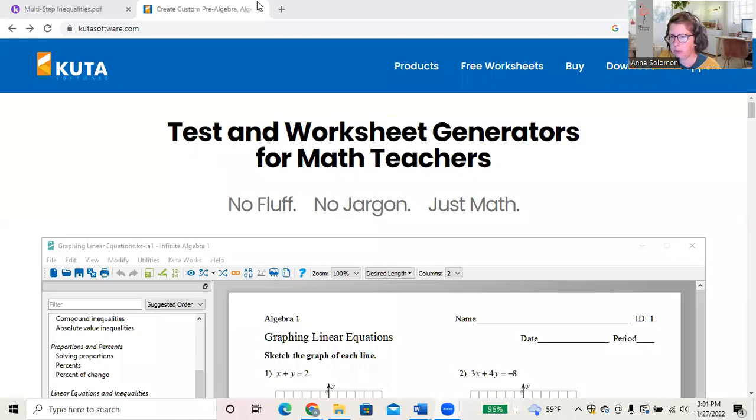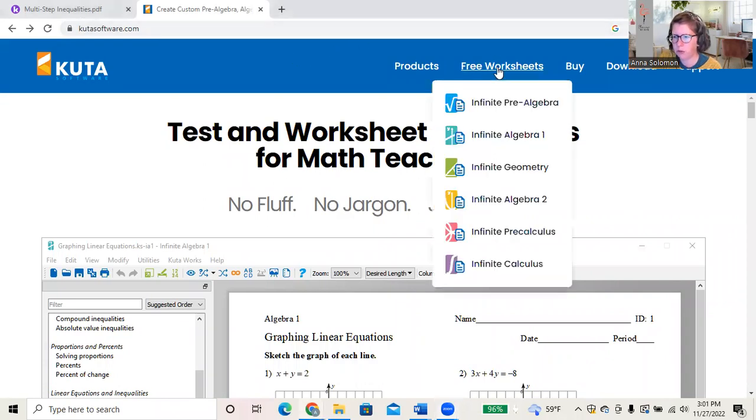I am going to share my screen so you can see where I am going to get the worksheet from. This is a great website called kudasoftware.com. You can see up on top, kudasoftware.com. If you go to free worksheets, you can see all the different kinds of math that they have worksheets for.